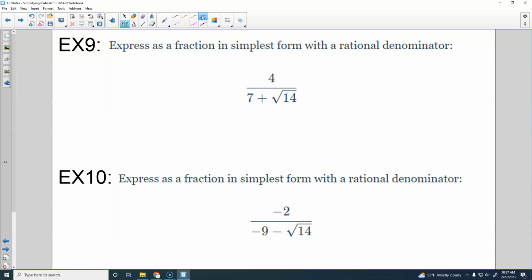So, when you see these directions, simplest form right here means you must reduce. And what does rational denominator mean? What does it mean for us to have a rational denominator?